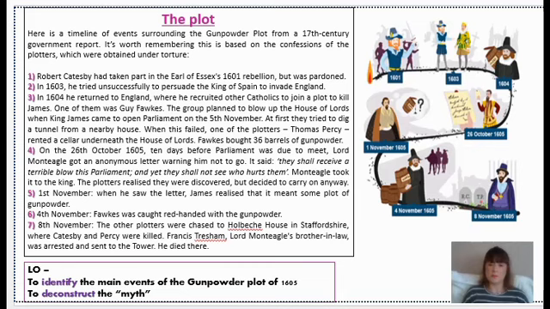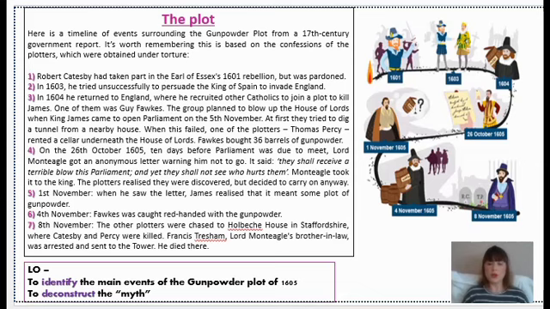So, number one, Robert Catesby had taken part in the Earl of Essex's 1601 rebellion. So this is prior to the reign of James I, it's during Elizabeth, but Robert Catesby was pardoned. In 1603, he tried unsuccessfully to persuade the King of Spain to invade England. In 1604, he returned to England, where he recruited other Catholics to join him in a plot to kill James. One of these people was Guy Fawkes.